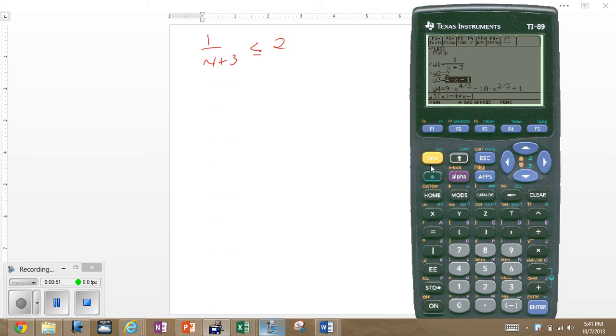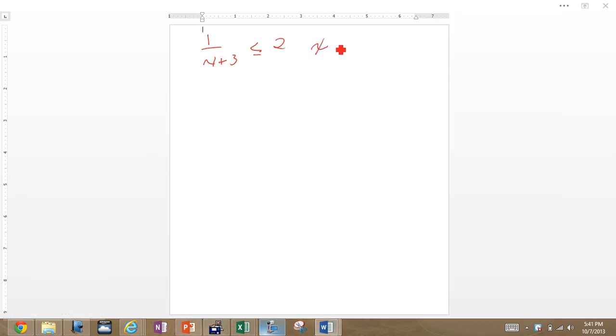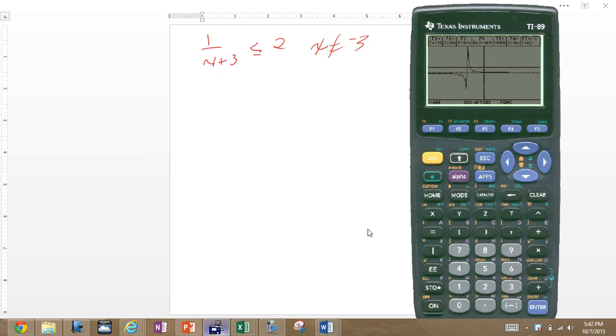Now, if I go and look at the graph, what I'm interested in is when this graph of 1 over x plus 3 is less than 2. Well, first off, you have to agree that there's something happening at negative 3, and this is why I've been telling you from the very beginning that x is not allowed to be negative 3 here. You can see the impact of that on the graph, which is the asymptote line.